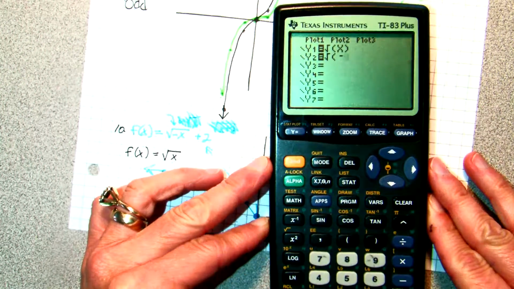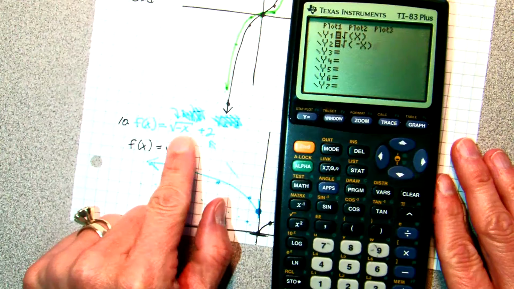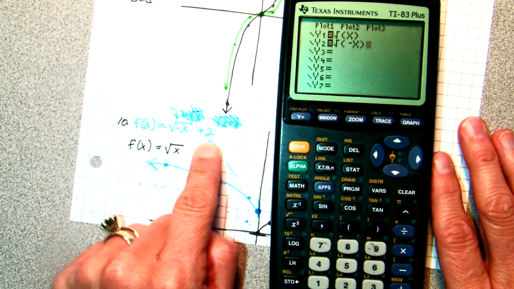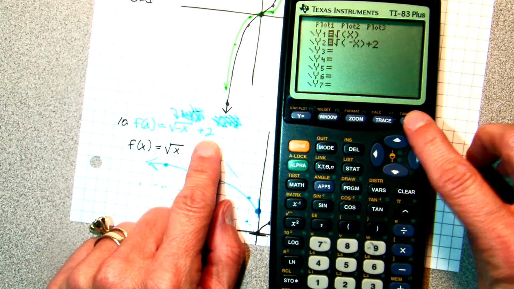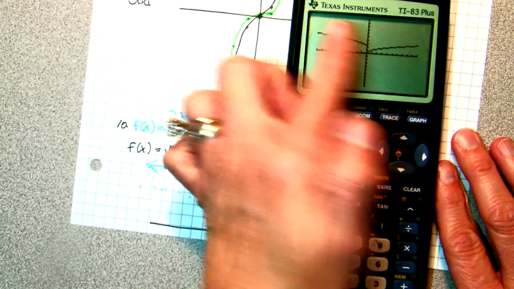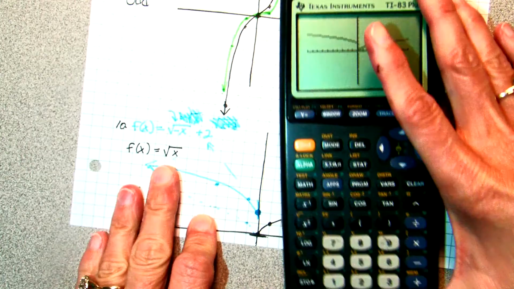So negative x. Now I'm going to close that parenthesis because only the x is under the radical. So closing that parenthesis lets me know that the plus 2 is going to be out from under the radical. And then I'm going to hit graph. And if you'll notice, it took and it reflected it across the x-axis, shifted up 2. That's what this one looks like right here.